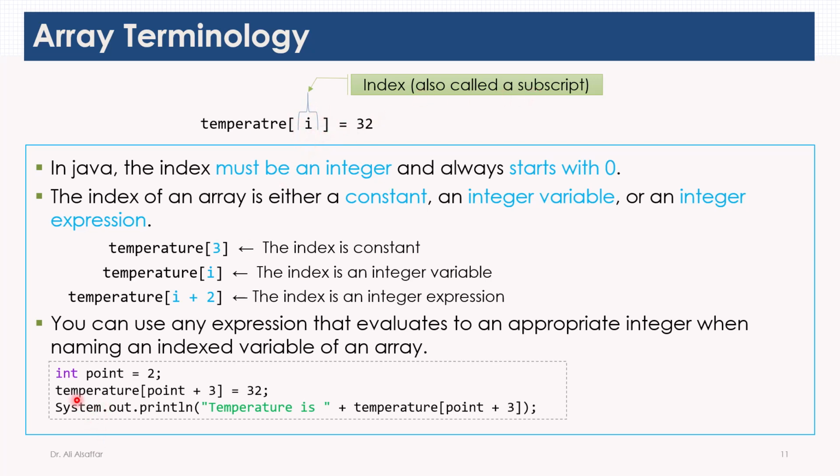This is an example. Now suppose the value of point is equal to 2, and now inside the array we are referring to location 2 plus 3, which is 5. So we are saving 32 into location 5, and we are printing the same element using the same expression, which is point plus 3.